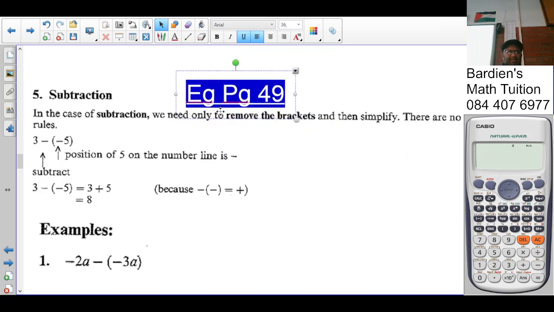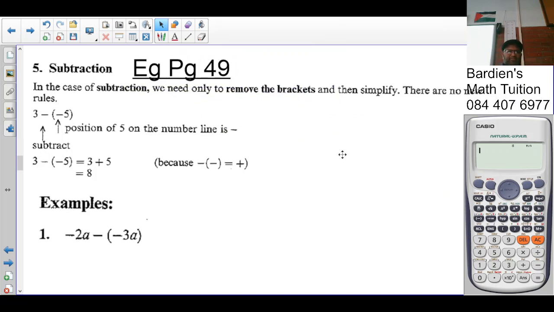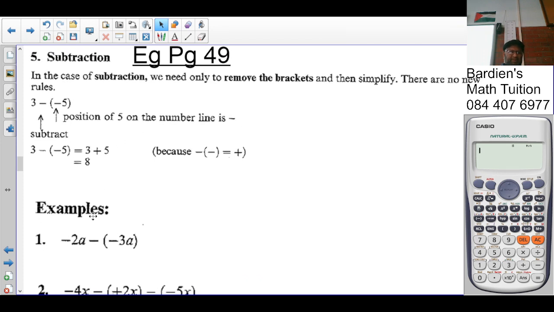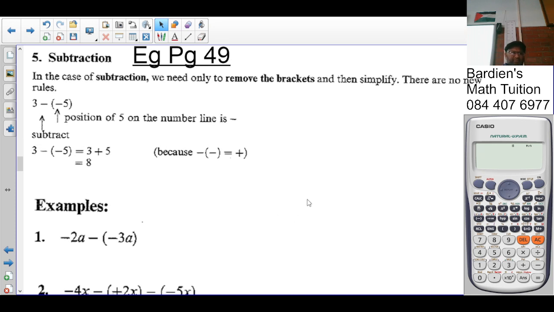So now we're looking at subtraction. There's a note I would like you to write down. In the case of subtraction, you need only to remove the brackets and then simplify. There are no new rules here. So you've got 3 minus negative 5. The 5 on the number line is negative, and the negative between the two terms is to subtract. That's how we read it.